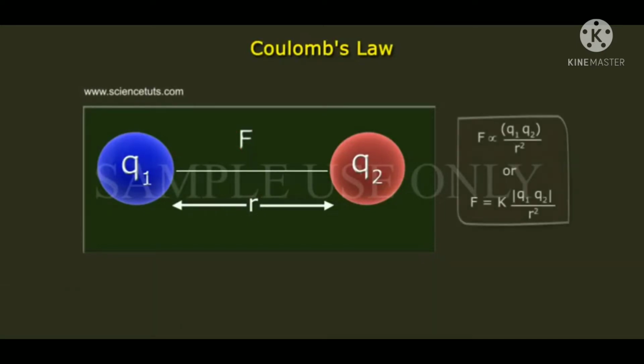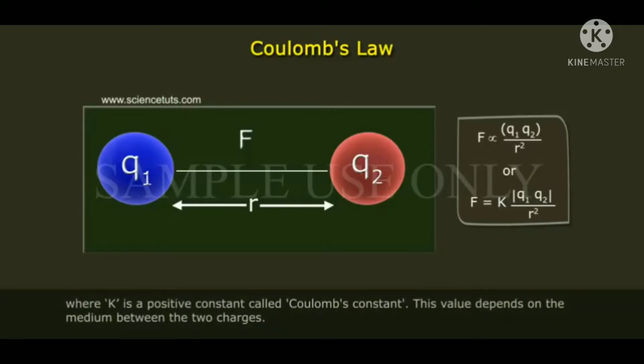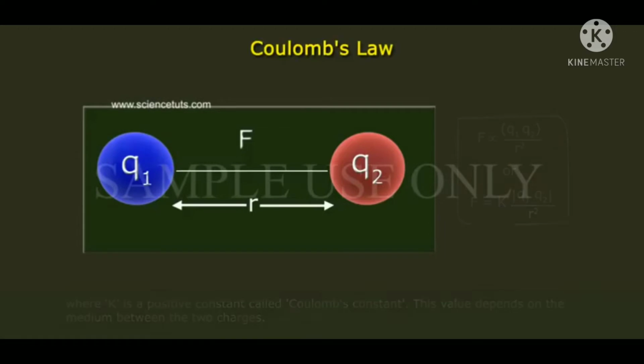given by F is directly proportional to Q1 Q2 by r square, or F is equal to K times the modulus of Q1 Q2 by r square, where K is a positive constant called Coulomb's constant. This value depends on the medium between the two charges.